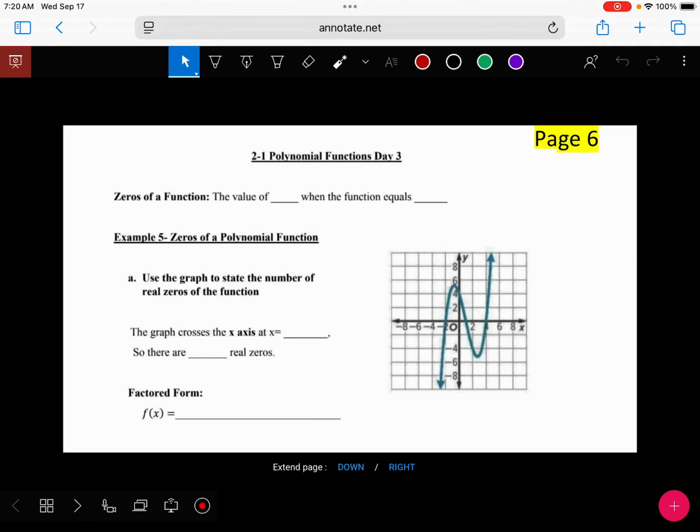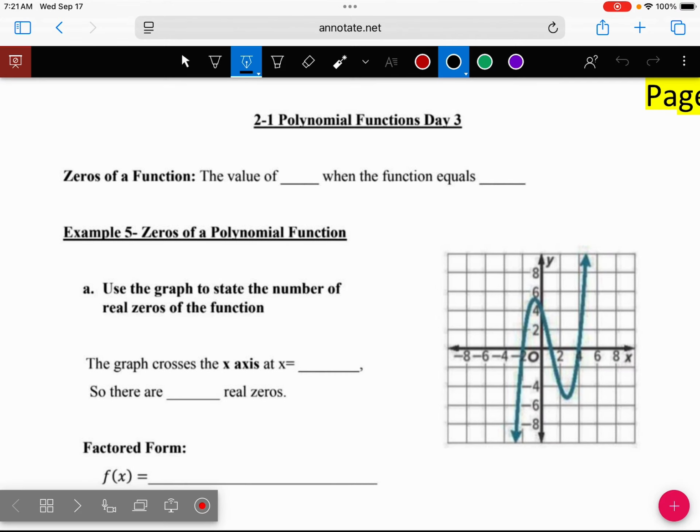All right, so zeros of a function. It is the x values. So it's the value of x when the function, which is y, equals 0. That is what a 0 is. It's the same as an x-intercept. So every time the graph goes through the x-axis, there is a 0.